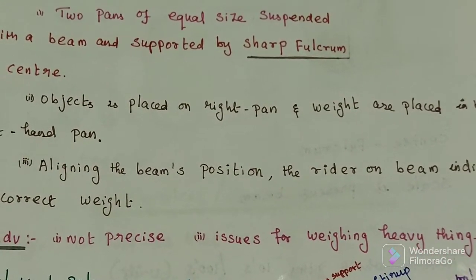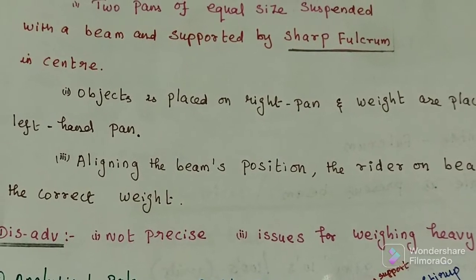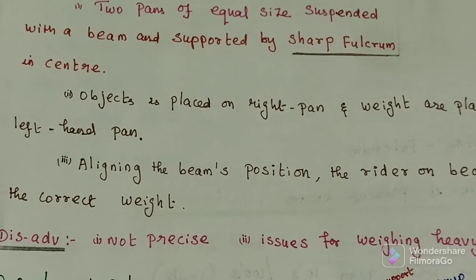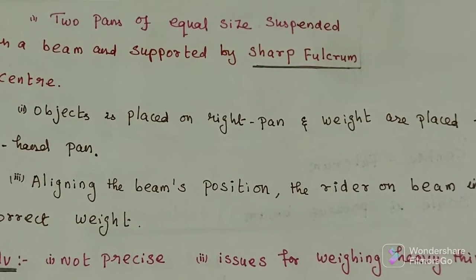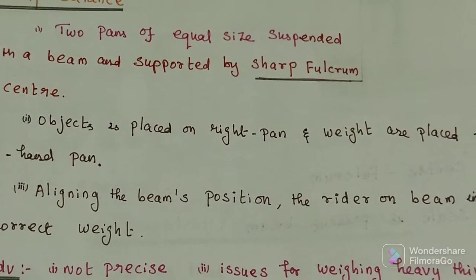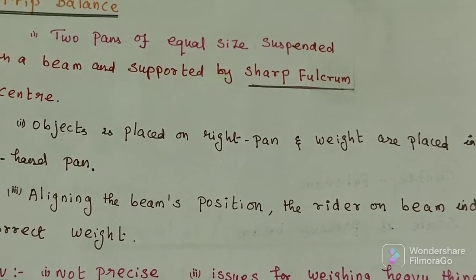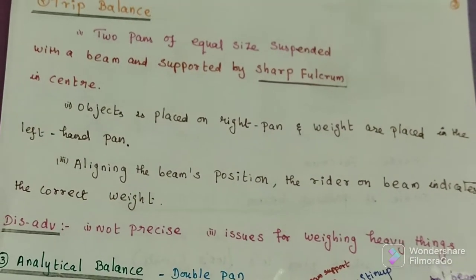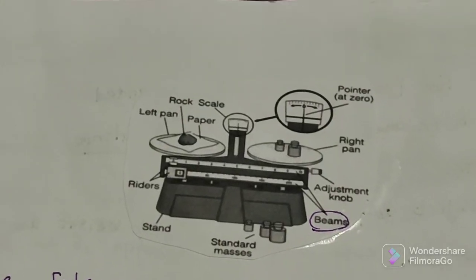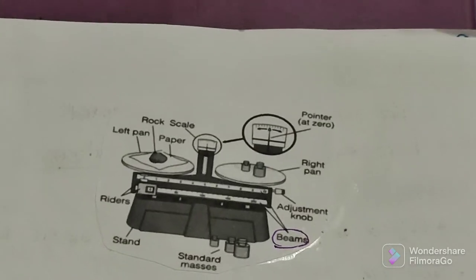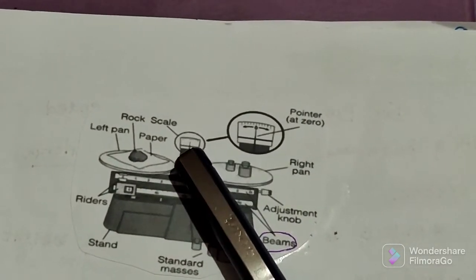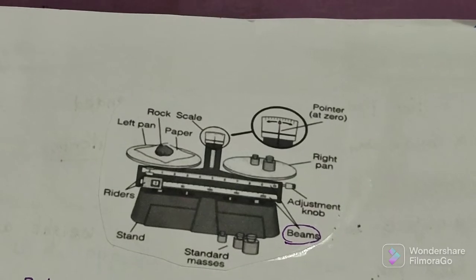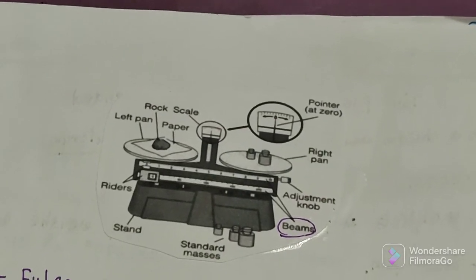It has two disadvantages. One is that the result is not accurate, the reading is not precise. The other is the issue with weighing heavy things. So we can use it for weighing small objects only. This one is the trip balance. Here is the sharp fulcrum, then the beam, and the rider. What is its role? It gives the correct reading.